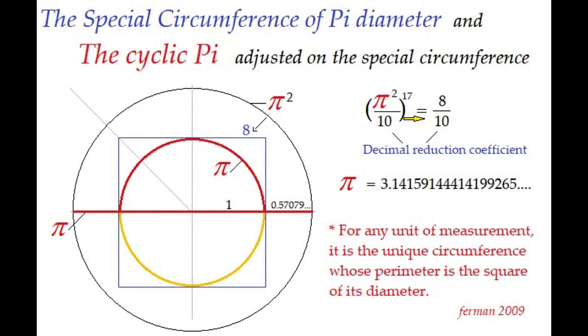The special circumference of pi diameter. Circumference dimensional property, CDP. Friends, the circumference seems to be a key geometric figure, especially essential in mathematics, since it contains the parameter pi, of interrelation between the rectilinear length and the closed circle.